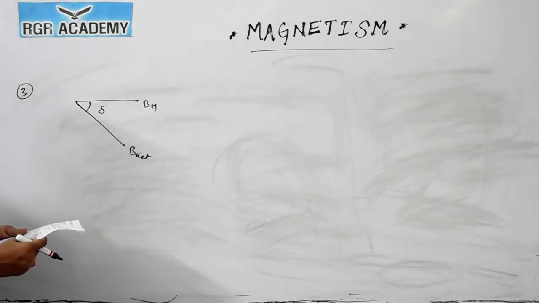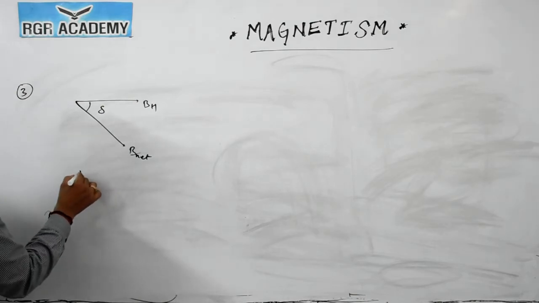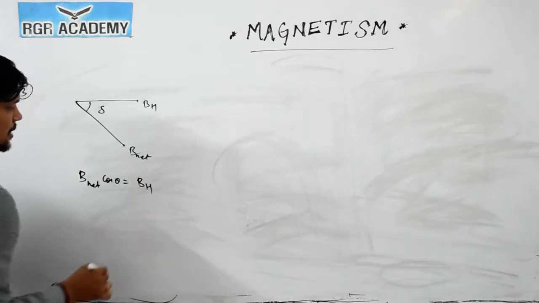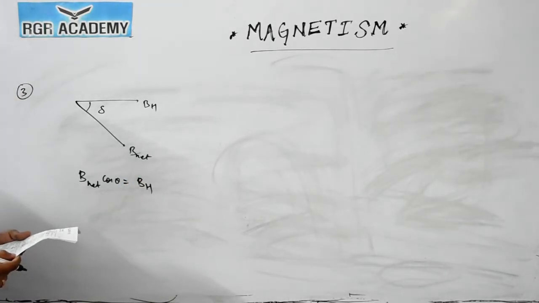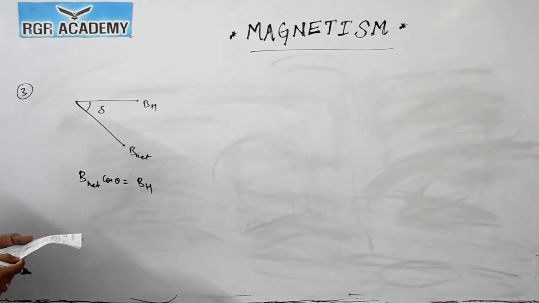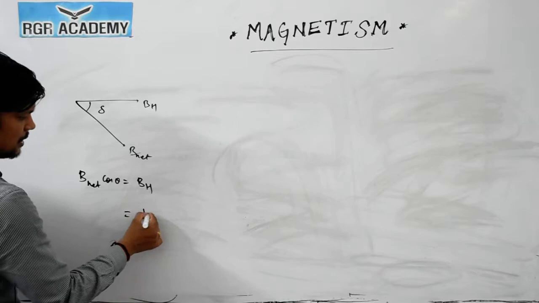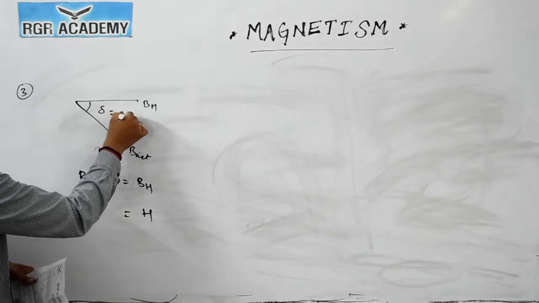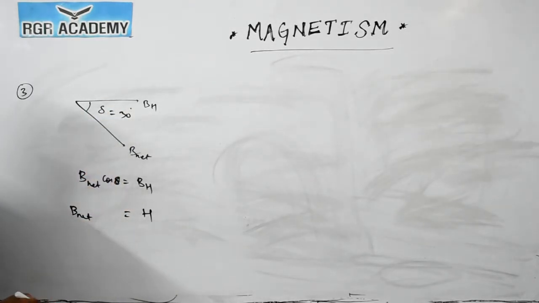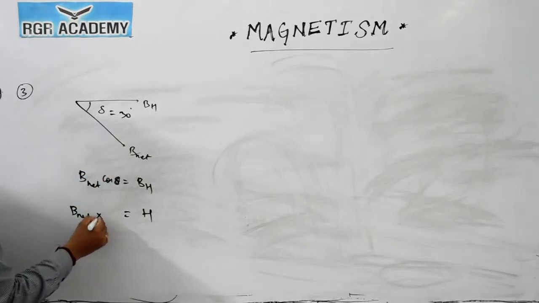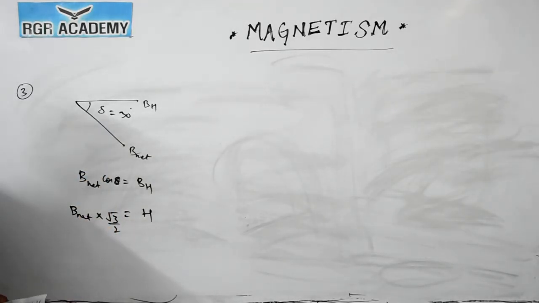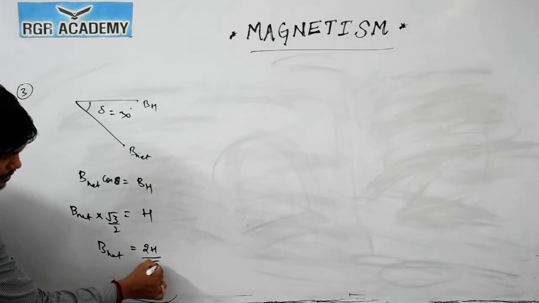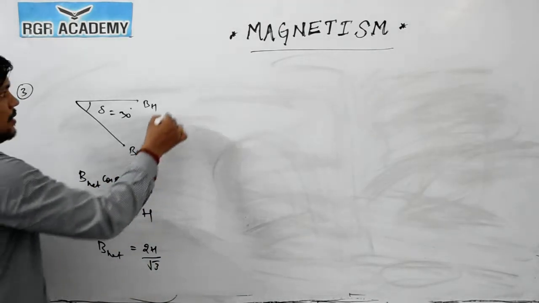So now they are asking the intensity of the total magnetic field. So we can say that B net cos theta should be equal to BH. They have given that the horizontal component of earth's magnetic field is H, so this value is given as H. So H will be equal to B net into cos delta, where theta is given as 30 degrees, or we can say the angle of dip is theta or delta. So cos 30 is root 3 by 2. So B net will be equal to 2H by root 3. 2H by root 3 is the answer. Now we will move on to question number 4.